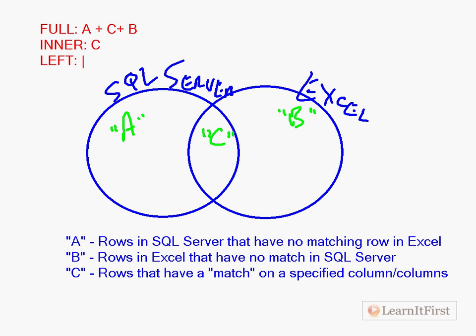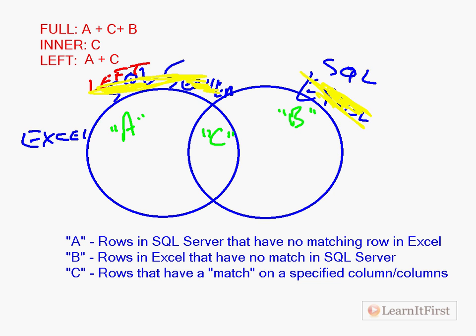It just so happens the way that I drew this diagram that SQL Server is on the left of the diagram. And so because of that, it returns A plus C. If instead SQL Server had been written on the other side, where's my pen? So if this wasn't SQL Server, if it was switched, and this was Excel over here, then a left join would return A plus C still, but the A would be the Excel data that had no match in SQL Server.